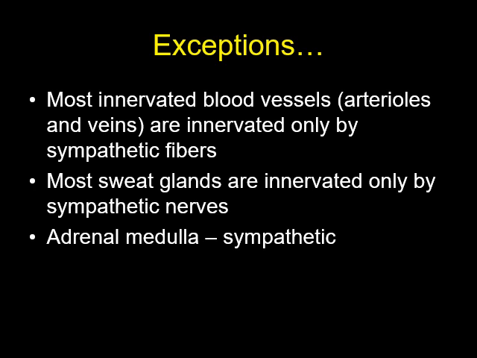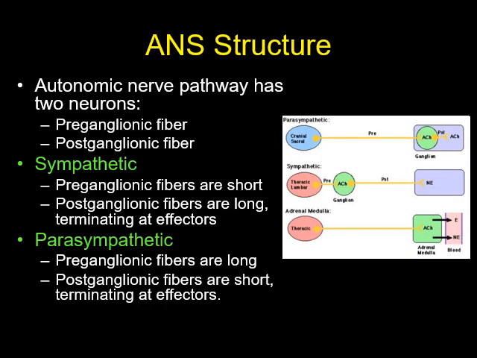And then finally, the adrenal medulla, the inner part of the adrenal glands, is only sympathetically innervated. Now, again, we're going to focus primarily on the parasympathetic and sympathetic branches, so you can kind of forego the adrenal medulla here. Each autonomic nerve pathway, as we've stated numerous times, has two neurons, a preganglionic and a postganglionic neuron or fiber.